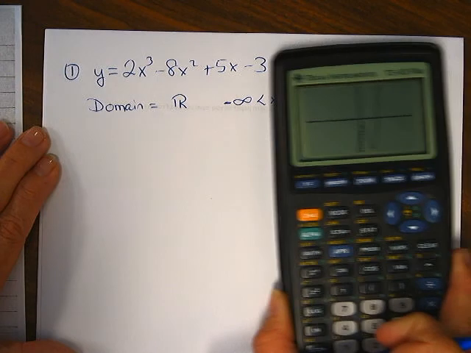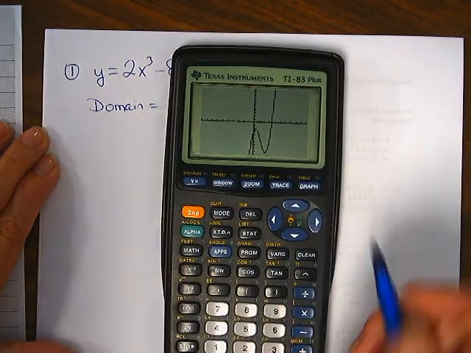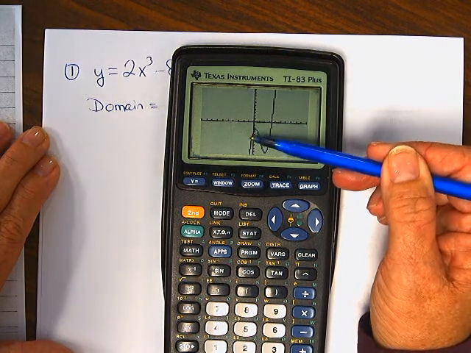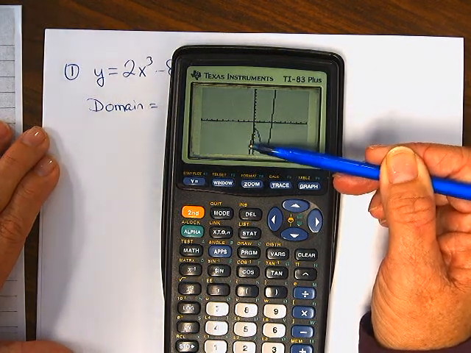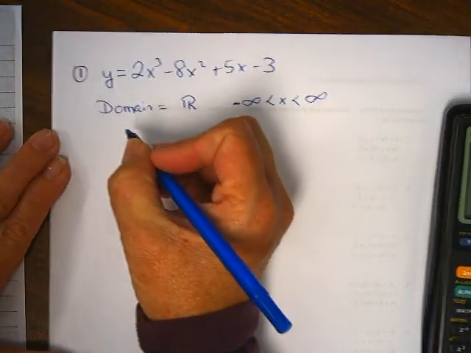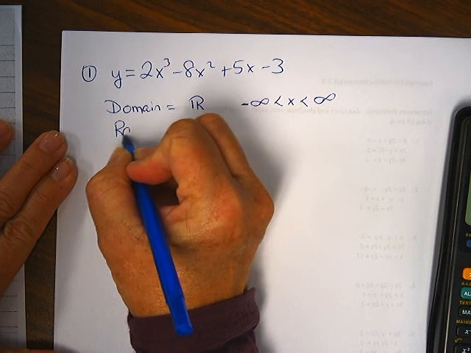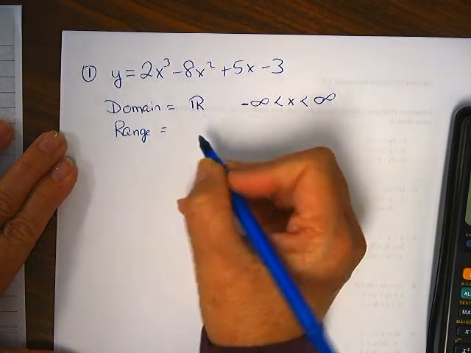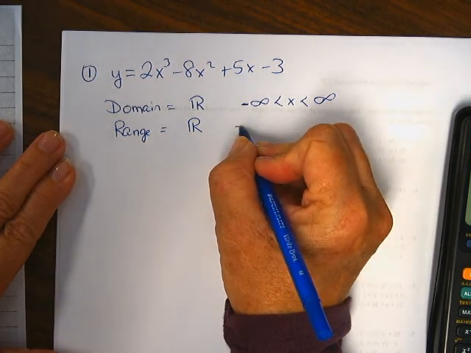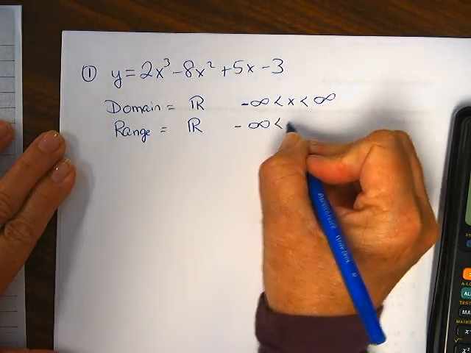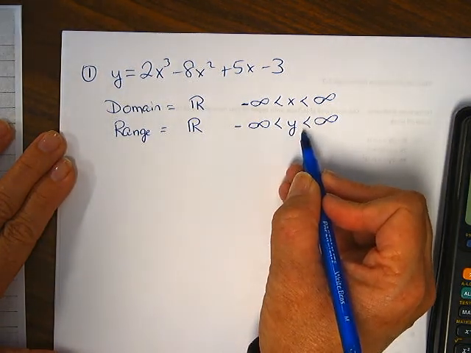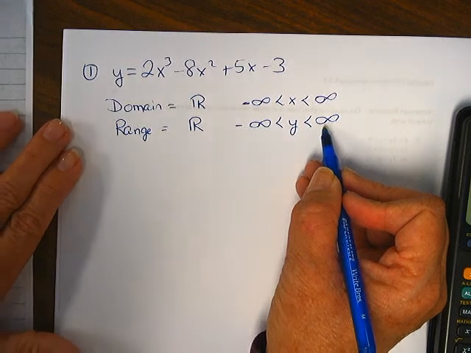How about our range? Remember, range is the possible y values. Well, it looks like y's continue to go up and up and up, and our y's over here go down and down and down. So interestingly enough, our range is the same thing. It's all real numbers. I believe this is the first function we've had this year that has the same domain and range. So it goes from negative infinity to y, which is less than positive infinity.